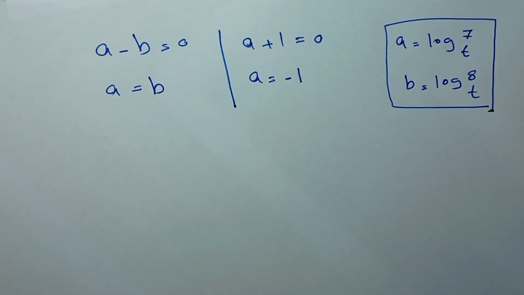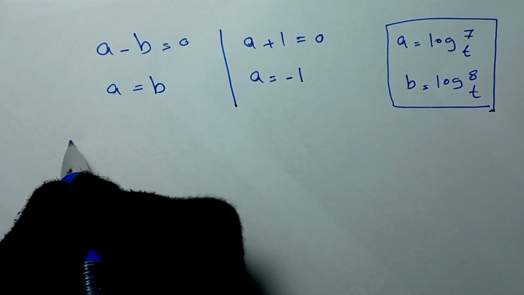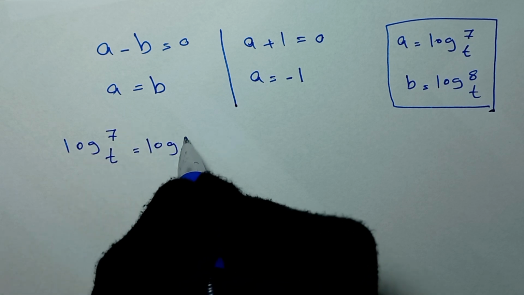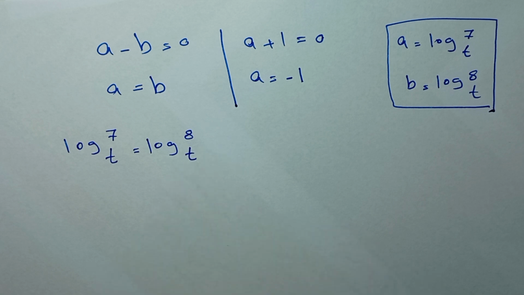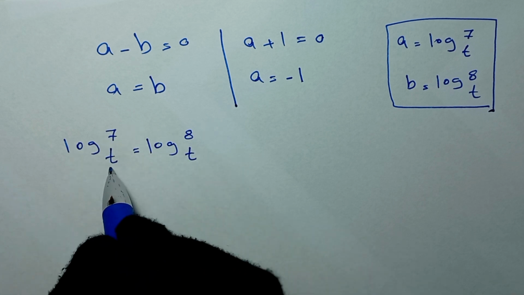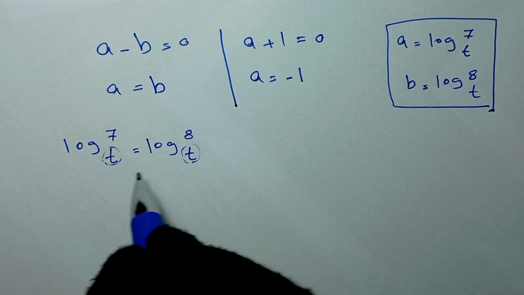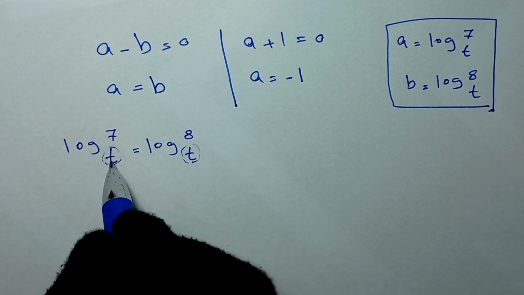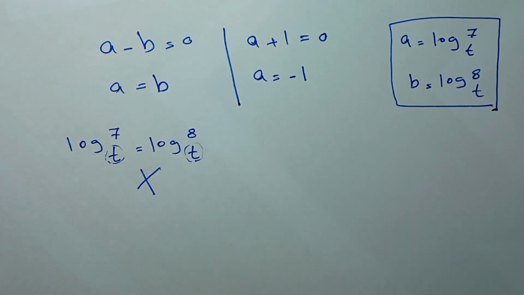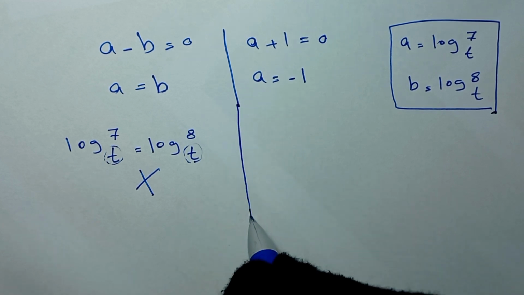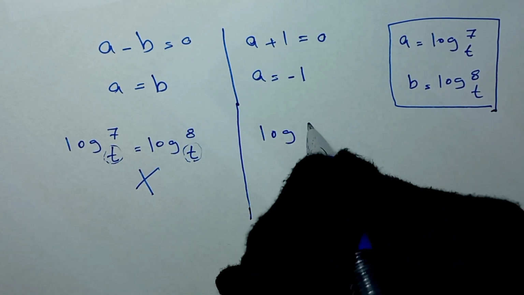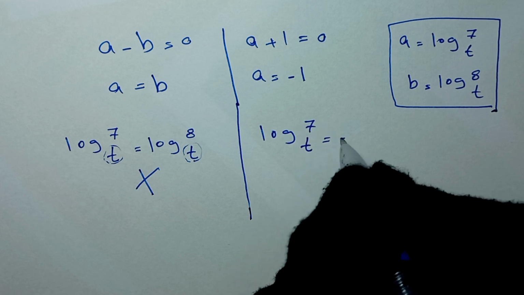And in here a is equal to b, so log of 7 to base t is equal to log of 8 to base t. And here we have no solution because the base t is equal. So log of 7 to base t cannot be equal to log of 8 to base t, right? So we reject this equation, and from this part a is equal to negative 1. So log of 7 to base t is equal to negative 1.